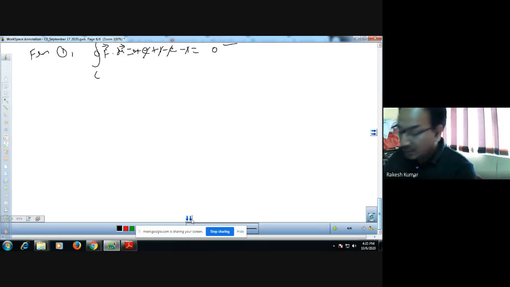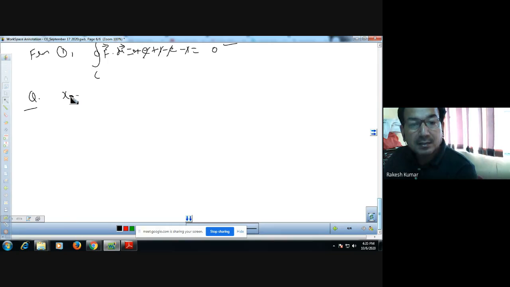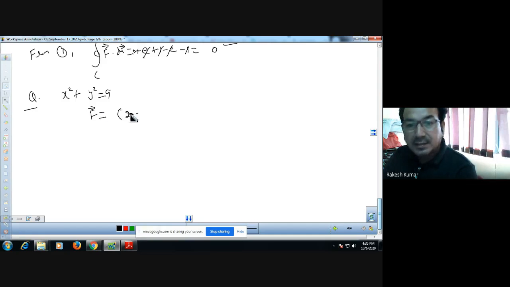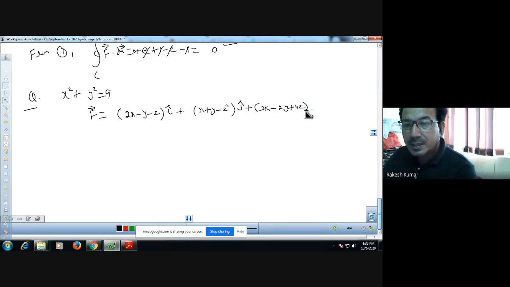Let us take one more example. The question is: find the work done in moving a particle around the circle x square plus y square is equal to 9 in the xy plane, in the field of a force, and the force vector is (2x minus y minus z) i cap, plus (x plus y minus z square) j cap, plus (3x minus 2y plus 4z) k cap.